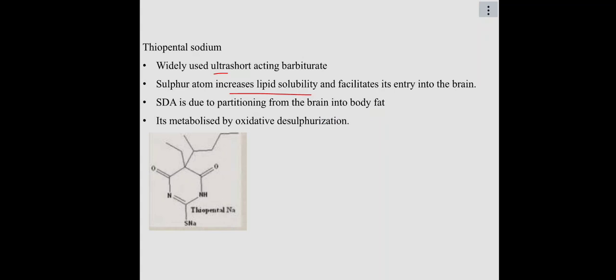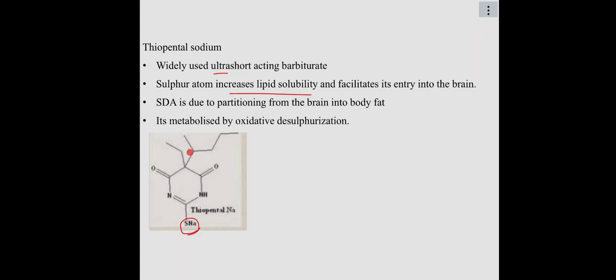And then it's metabolized by oxidative desulfuration. In other words, it has a sulfur there, and once that sulfur is removed, you get pentobarbital. And once you remove that, you find that the drug might have very little anesthetic activity, not as much as that found in thiopental sodium, because we have said the sulfur further increases the lipid solubility. So if you look at these groups, you did the SAR of barbiturates.